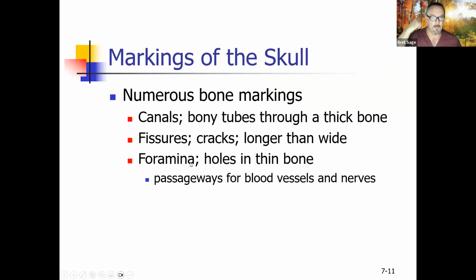So if it's a tube, for example, there's a tube leading from the outer part of your ear to your eardrum. That is called a canal, external auditory canal. But if you had a thin bone, say like your jawbone or your scapula, if there's a hole in that, it'd be called a foramen, plural foramina. Latin has weird pluralization.